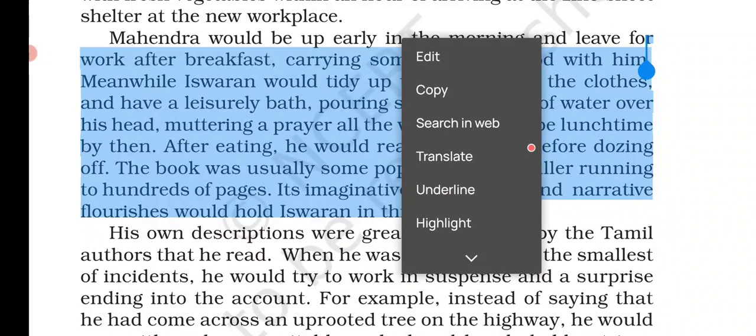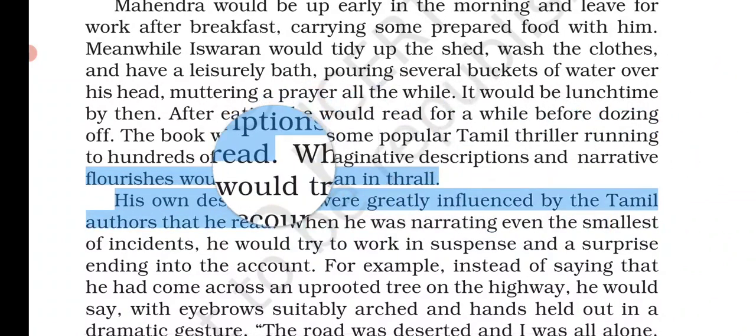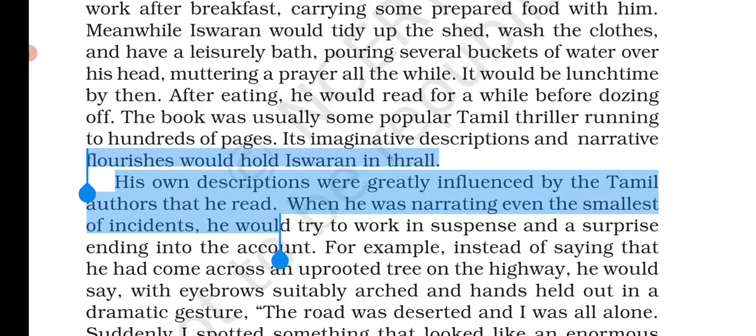And he also loved to read his favorite book in the Tamil language, right? The very moment he starts reading these books, he gets carried away with the details, the descriptions, and the characters in the books that he reads. His own descriptions were greatly influenced by the Tamil authors that he read. So now we know where he learned the art of telling stories. He learned this art because he was greatly influenced by Tamil authors, because he's fond of reading Tamil thrillers. So this is where he developed this art.